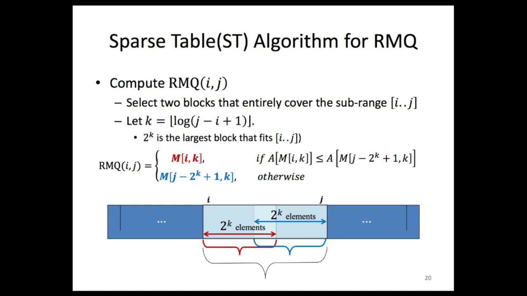So what this also gives you is that RMQ of i, j is a direct lookup if it satisfies this expression, and the idea here is to find the largest overlapping segments which you have pre-computed, and you find the minima, and you are done.